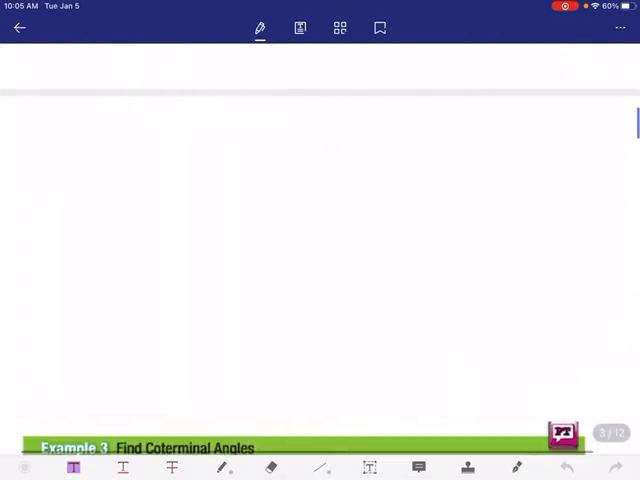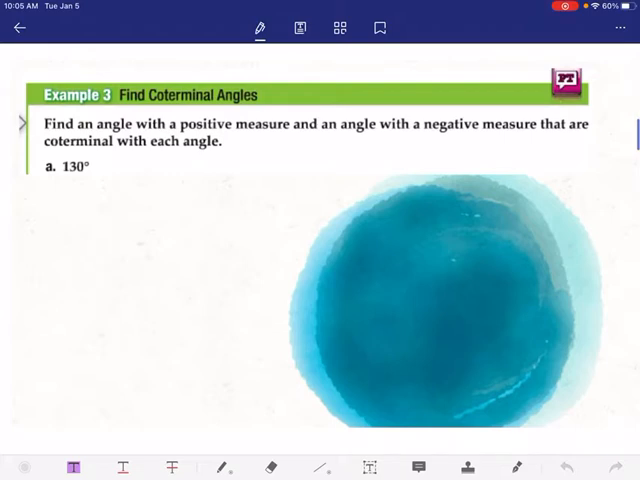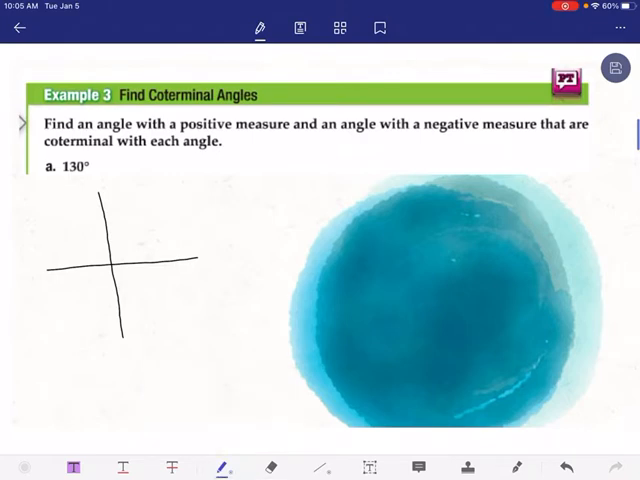Okay. So our directions tell us to find an angle with a positive measure and an angle with a negative measure that are coterminal angles. Well, the first thing that might help is to just draw our angle. So hopefully we can recall that a right angle is going to be 90 degrees, and that a straight line is going to be 180 degrees.